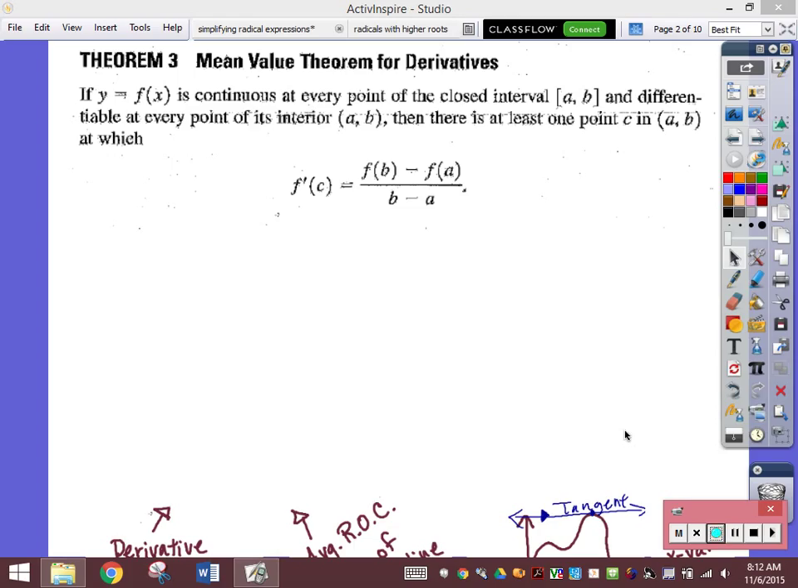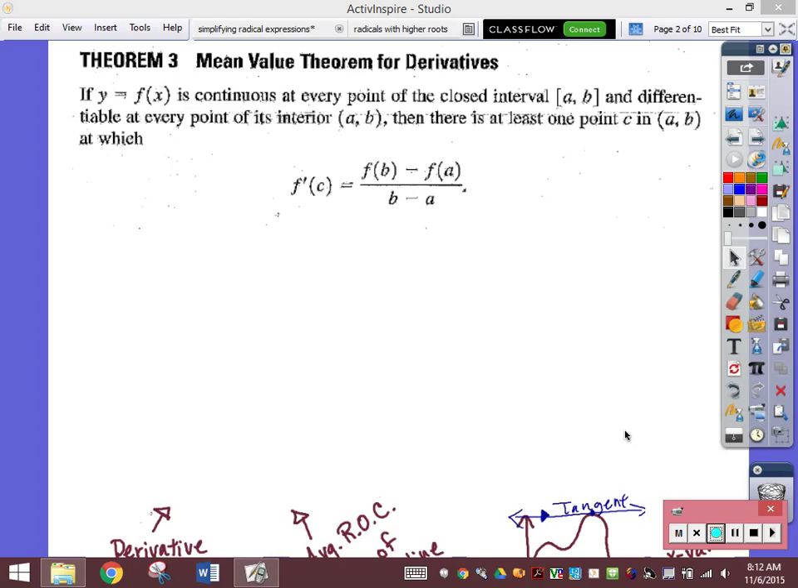This particular definition is from the Finney, Demana, and Waits calculus textbook. It states that if y equals f of x is continuous at every point on the closed interval a to b, and differentiable at every point of its interior, the open interval a to b, then there is at least one point c in (a, b) at which f prime of c equals f of b minus f of a over b minus a.